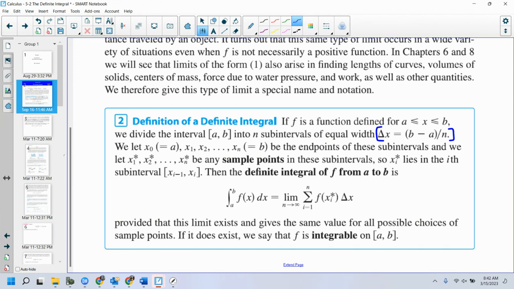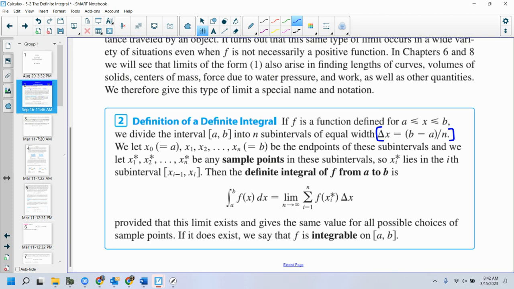And we can say we're going to let x sub 0 be a. And we say, okay, then let x1 be a plus delta x, x2, a plus 2 delta x, x3, a plus 3 delta x. We'll talk about that again today. All the way till you get to b. And they're going to be the endpoints of those subintervals, and we let xi*, they say there's an asterisk, be sample points in those subintervals, that lie in those subintervals.